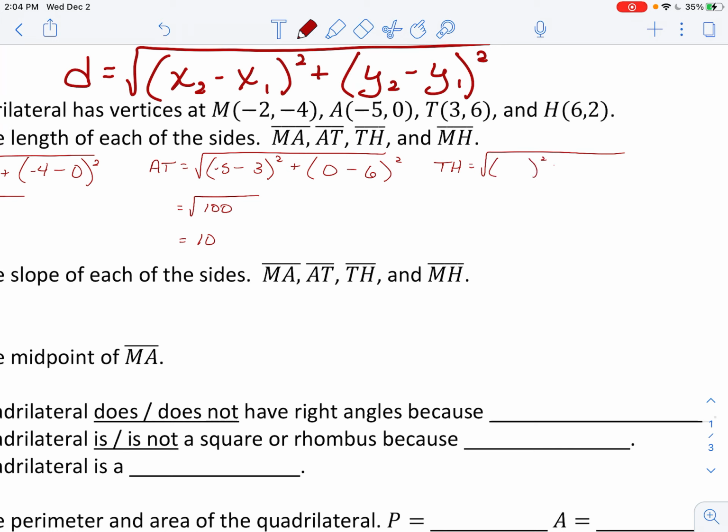I'm writing too big. I'm running out of space. So my x values for T and H would be 3 and 6. My y values are 6 and 2. When I put that in my calculator, I get another 25. And so I still have a side length of 5.